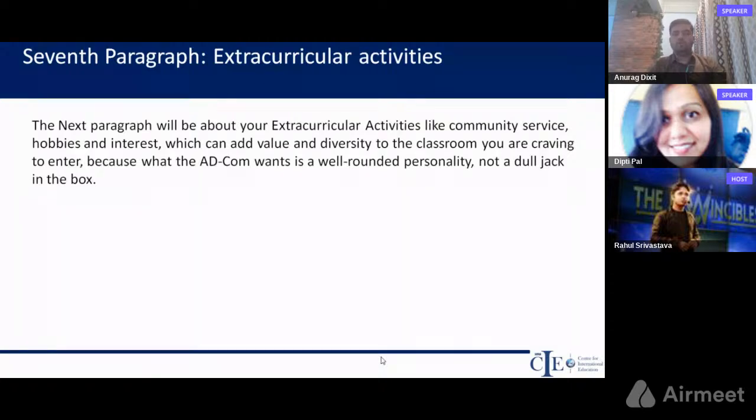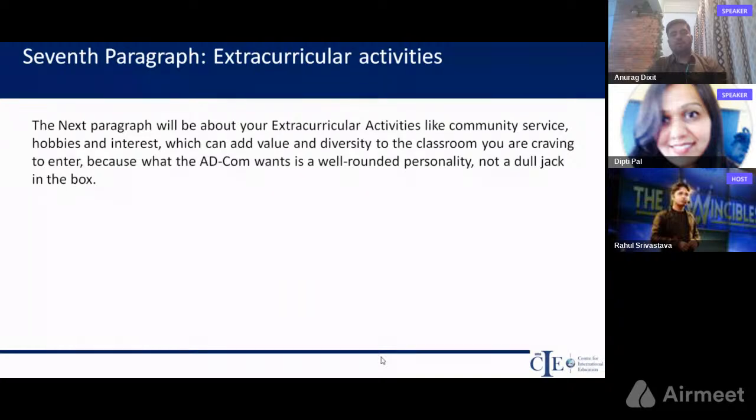You also have to show how you can bring diversity to the classroom, right? Every student will have a different set of interests and hobbies. The university likes to have diversity. They like to have people who are interested in different things, because when those people come together, their ideas can bring something new, something magical, right? So you have to show what is the unique thing, what is the magic that you can bring to the class, right?